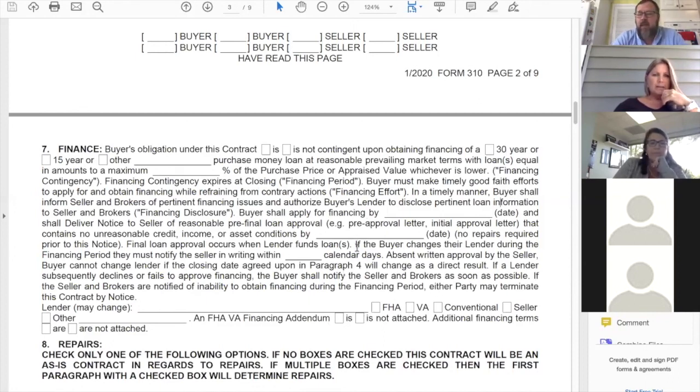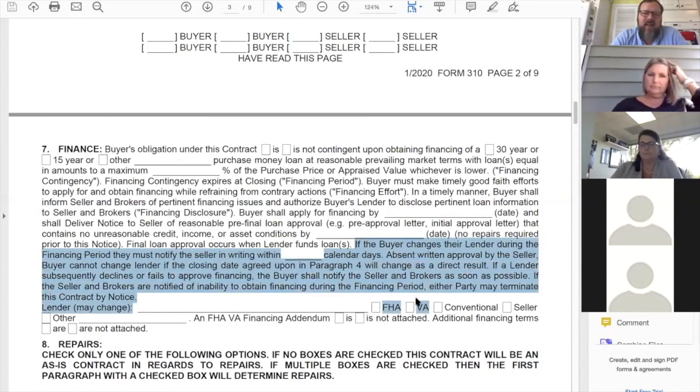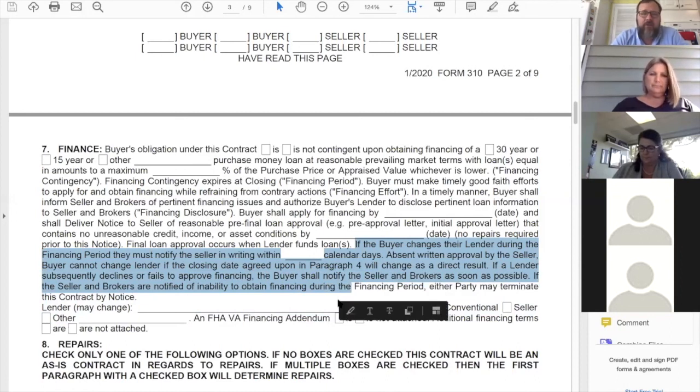The thing that is happening though, and this is a good thing, if you've got a buyer that came in and said, hey, I've been pre-approved by Quicken Loans, but I'm going to shop around. This next part of the paragraph kind of helps protect the situation to say, listen, if you change your lender during the financing period, I have to notify the seller within however many calendar days here. And if it changes your closing date, the seller does not have to change the closing. They have to agree on it.